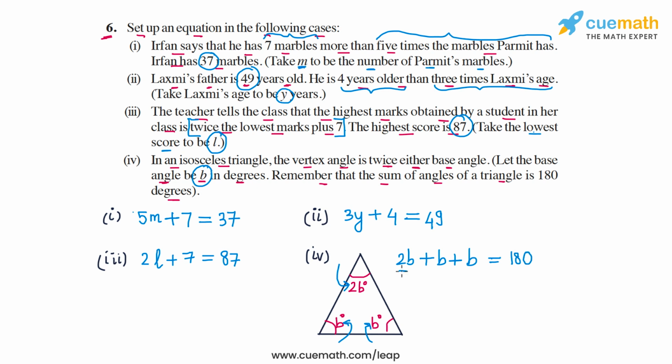Now because the terms on the LHS all involve the variable b, we can combine them. So we have 2b plus b plus b. This we can write as 4b, and the RHS is 180. So the equation we get for part 4 is 4b is equal to 180. And with this, we have solved all the parts of question 6.